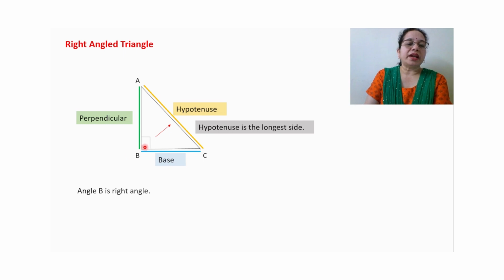Angle B is a right angle, so angle A and angle C will be acute angles. In a right angled triangle, the other two angles are always acute angles.